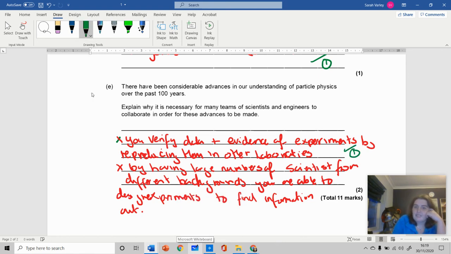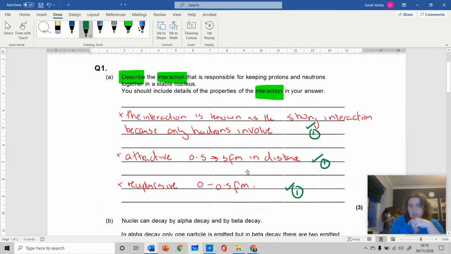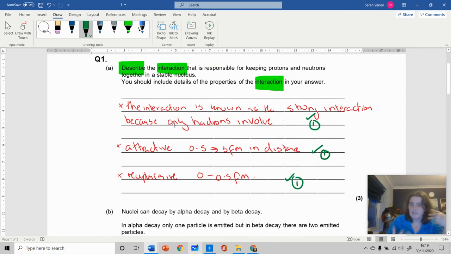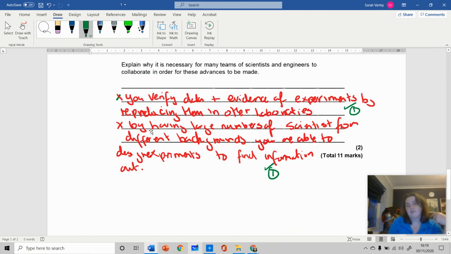You are giving details about why something is. Describe is what something is. Describe what the interaction is, I describe what it is. It's very plain. It is this, this, and this. Explain why is where I'm trying to give evidence for that reason.